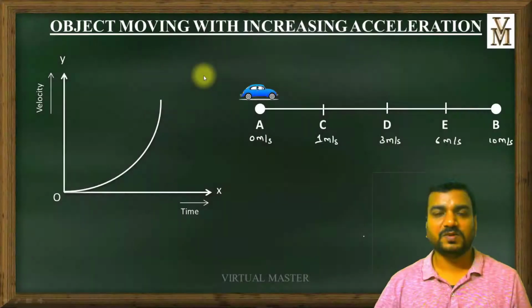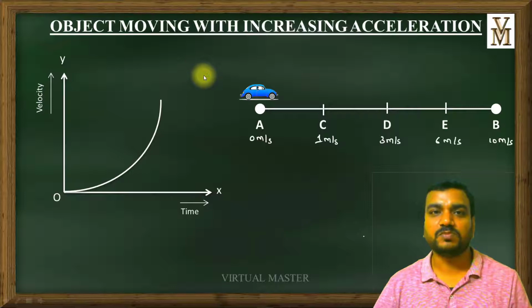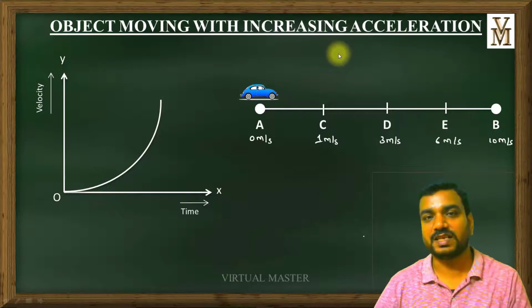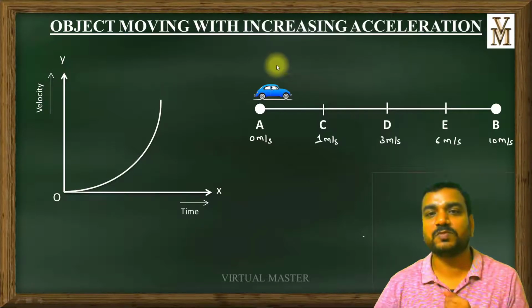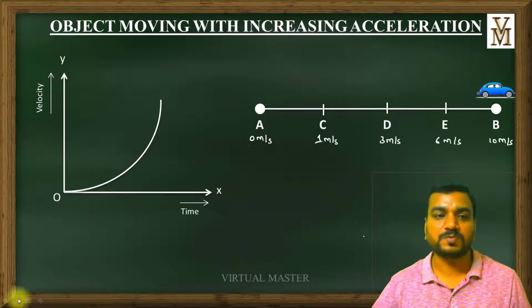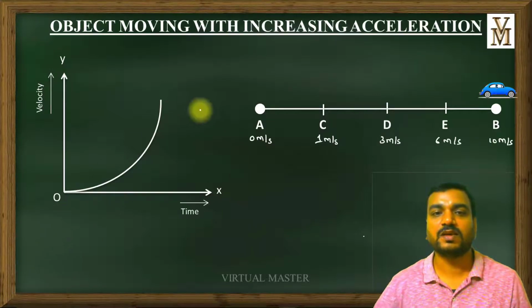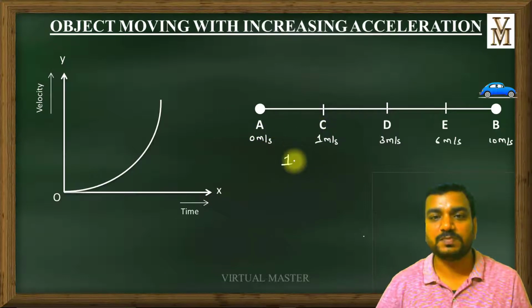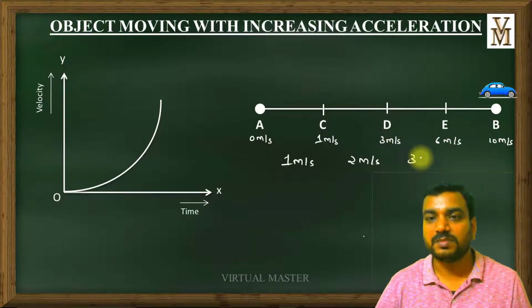Now let us discuss the velocity time graph of the object moving with increasing acceleration. To understand this better, let us take one example. Let us consider a car moving from point A to point B. If we observe properly, the car is moving with increasing velocity, and the change in the velocity between point A and point C is 1 meter per second, between C and D is 2 meter per second, between D and E is 3 meter per second, and similarly between E and B is 4 meter per second.